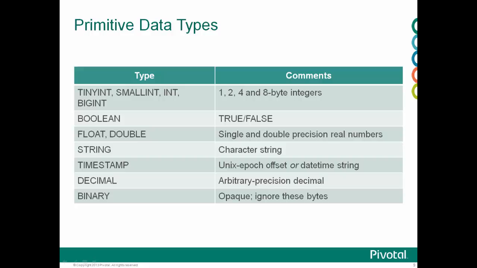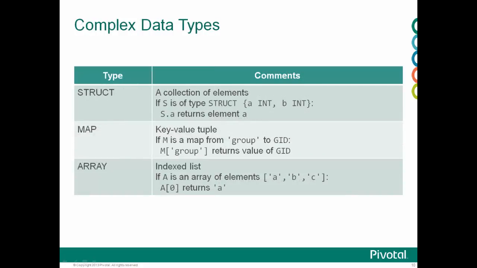The primitive data types are pretty straightforward, supporting ints, booleans, floats and doubles, strings, timestamps, decimals, and binaries. And in addition to the primitive data types, there are some complex data types available in the form of structures, maps, as well as arrays.